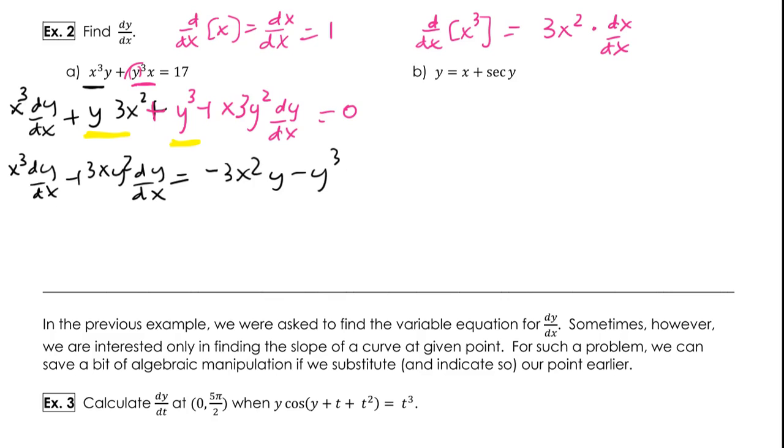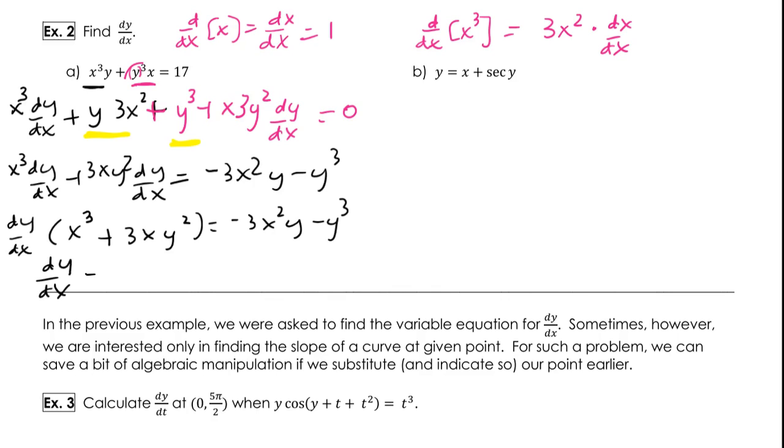This is just algebra. We're trying to isolate dy/dx, so I'm going to factor that out and get x cubed plus 3xy squared. Double check that. Equals negative 3x squared y minus y cubed. Now we can finally divide both sides by whatever's next to the dy/dx.